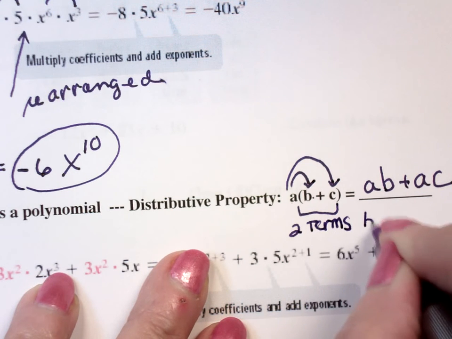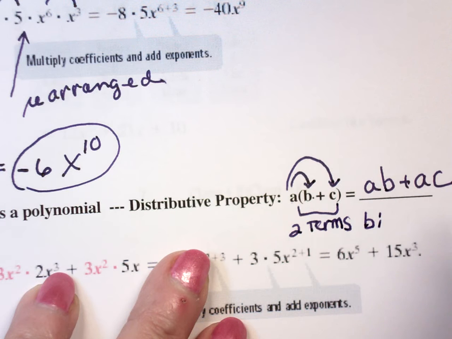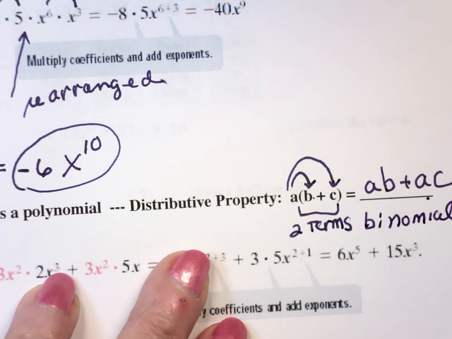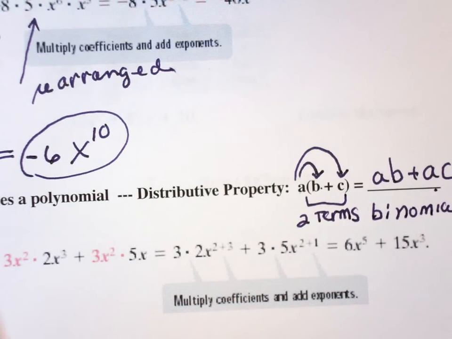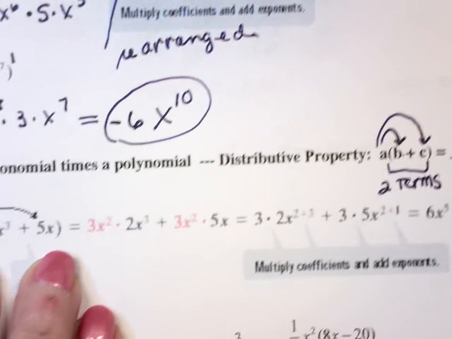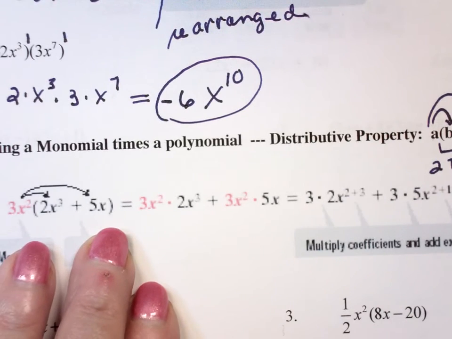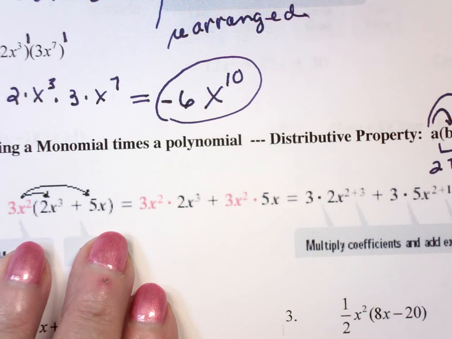So monomial times this, because it's two terms, is called a binomial. A binomial. So that is a monomial. A is a monomial. Binomial, B plus C, two terms. So if I were to apply the distributive process to this problem, it's 3x squared times 2x cubed, 3x squared times 5x.